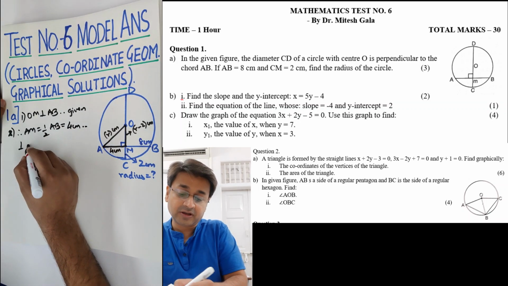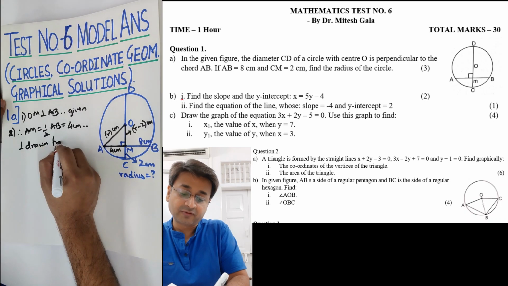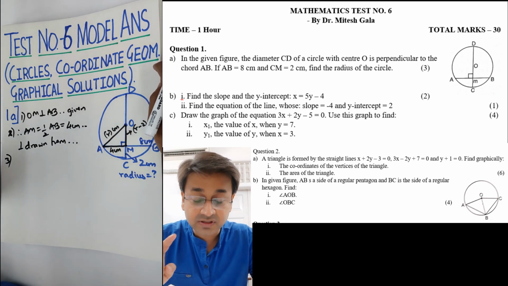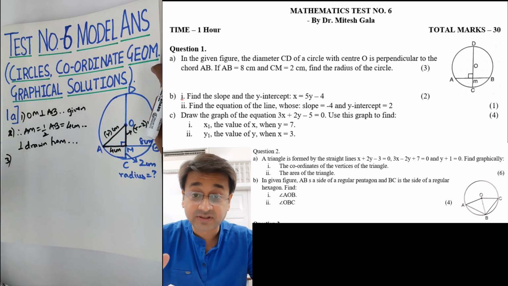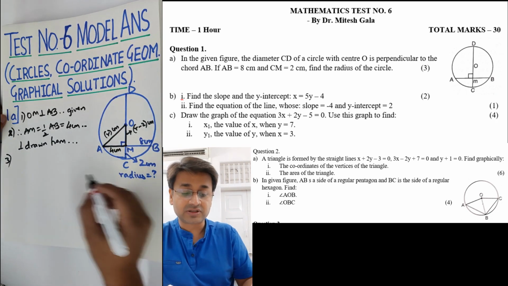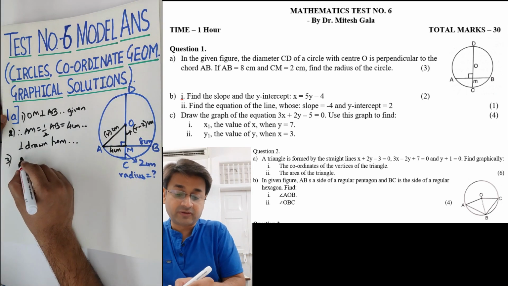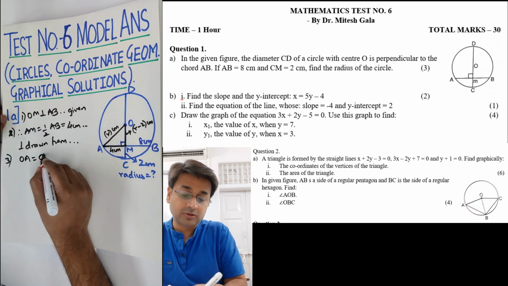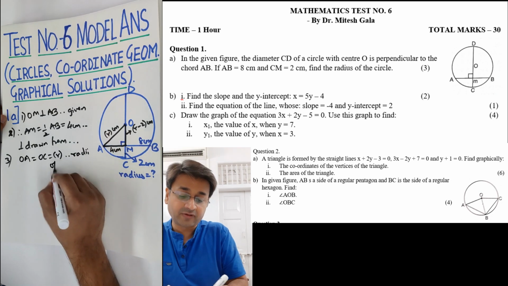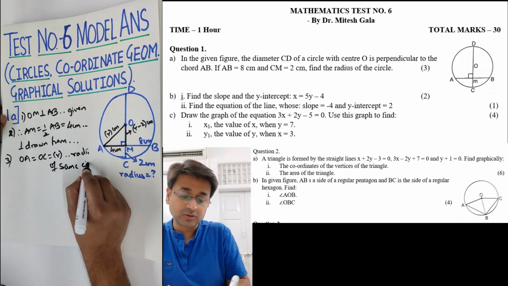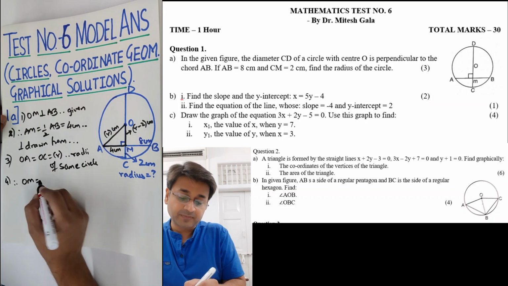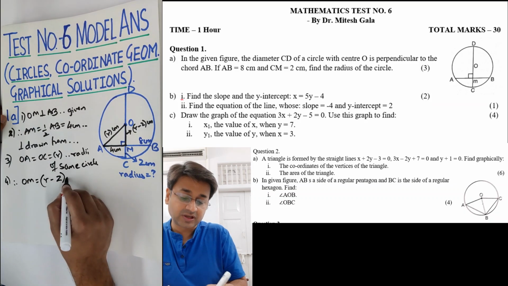Reason will be: perpendicular drawn from the center of the circle to the chord bisects the chord. Please write the full statement. I am not writing it because I don't have place and my marks are not going to get deducted, but yours will. So please write the full statement. So now that we got this 4, we will further say OA equals OC equals r, radii of same circle. So both are radii. Therefore, we can say OM is basically r minus 2 centimeters.